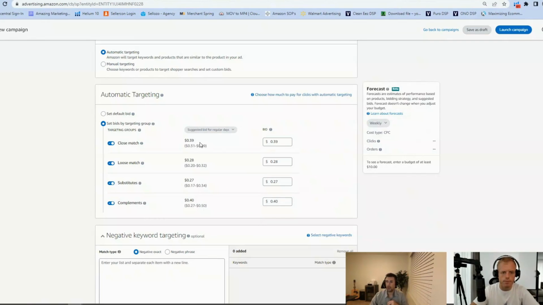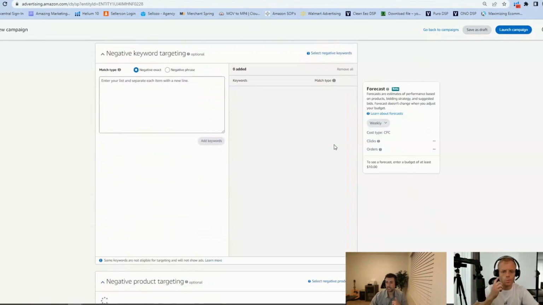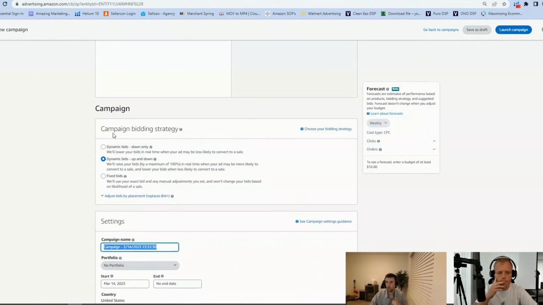Exactly. And so it offers a recommended or suggested bid, and you can of course do that, or you can do above or below. Where this matters as far as the bid, there's a secondary part to this, and that is what you're going to do as your bidding strategy. Now, almost all automatic campaigns start off with what's called dynamic up and down. There are three different controls, well, four really, that Amazon gives you: dynamic bids down only, dynamic bids up and down, and fixed bids. Those are the strategies you're allowed to use on sponsored product campaigns. So we'll explain what this means.